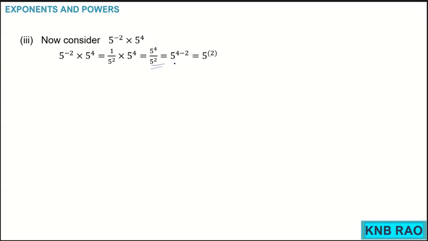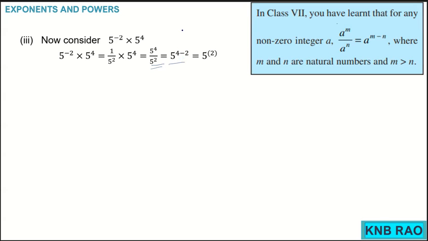Have you learned this? How do we solve this? Yes, there is one law. 5 power 4 upon 5 square becomes 5 power 4 minus 2. This is because of another important law we have learnt, the laws of exponents.